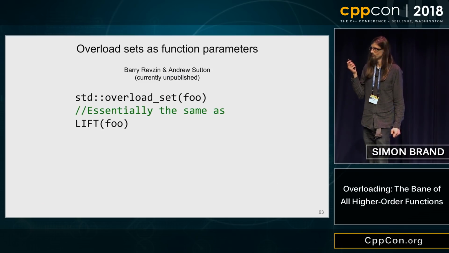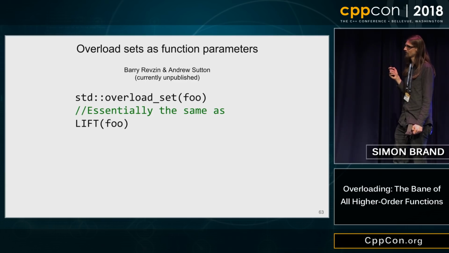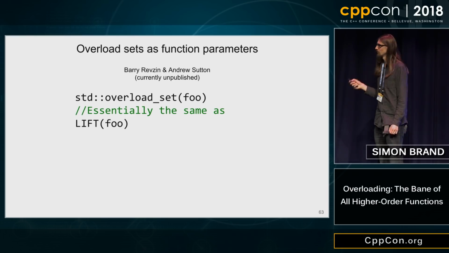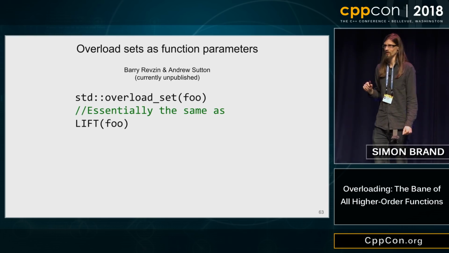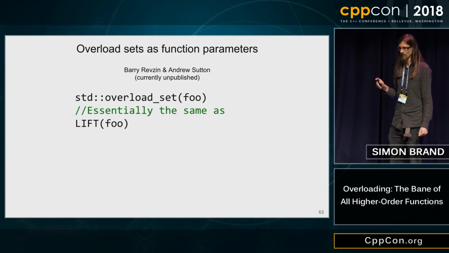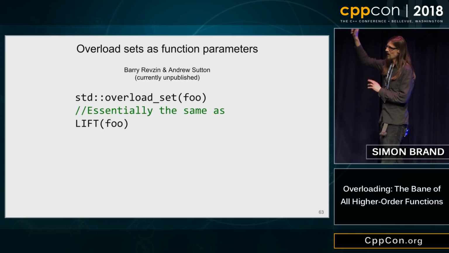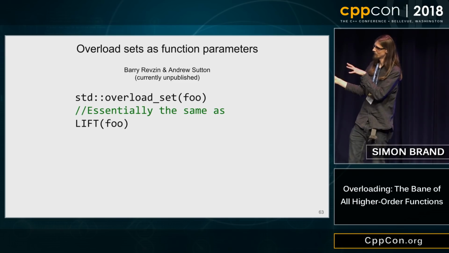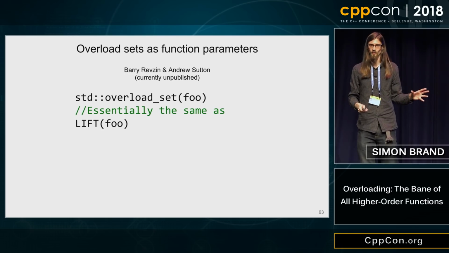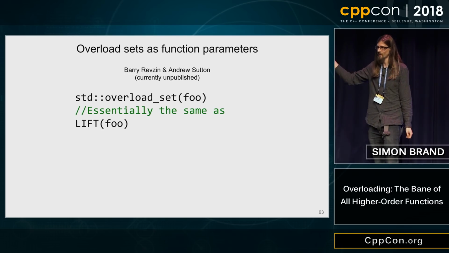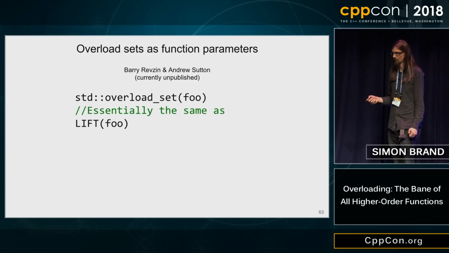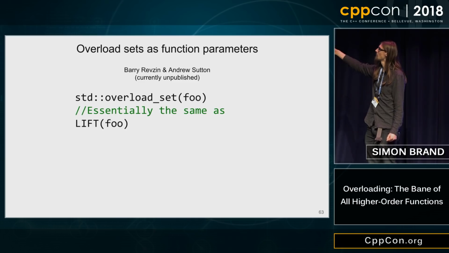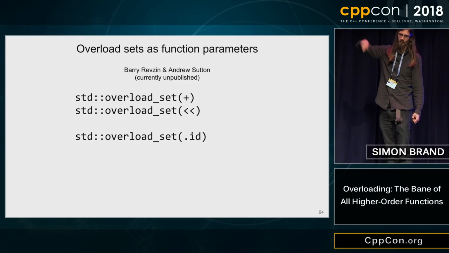So there's a new paper, which is written by Barry Revzin and Andrew Sutton. I think it's probably going to be published for the San Diego mailing, so you can't go and read it yet, unless you maybe email Barry or Andrew. But it gives this magical type called std::overload_set. And in a lot of ways, it looks the same as the lift operator in this case, but it has a few other cool things about it. So we can use it here to create an overload set from foo. We can use it to create an overload set from operators.